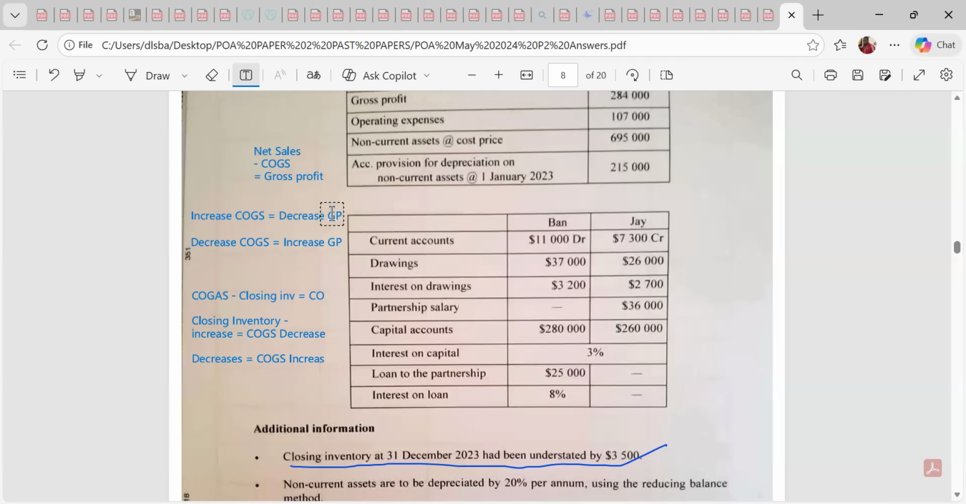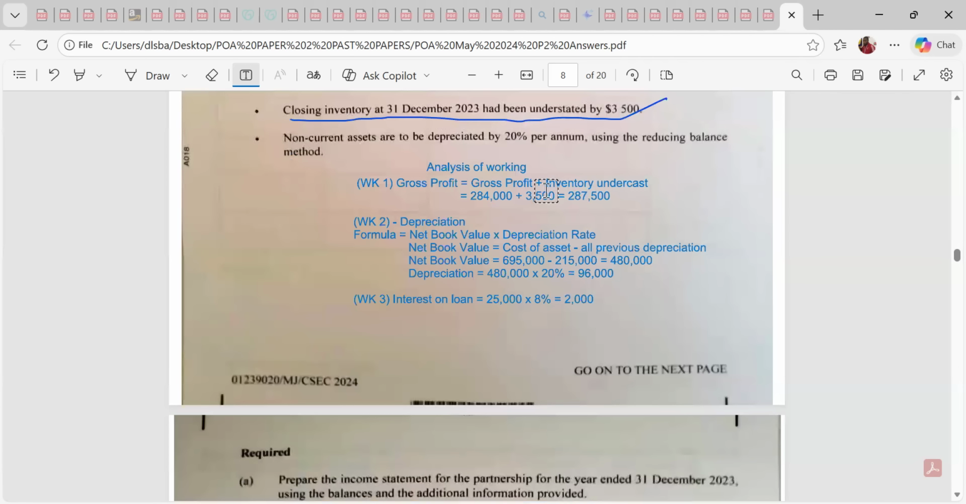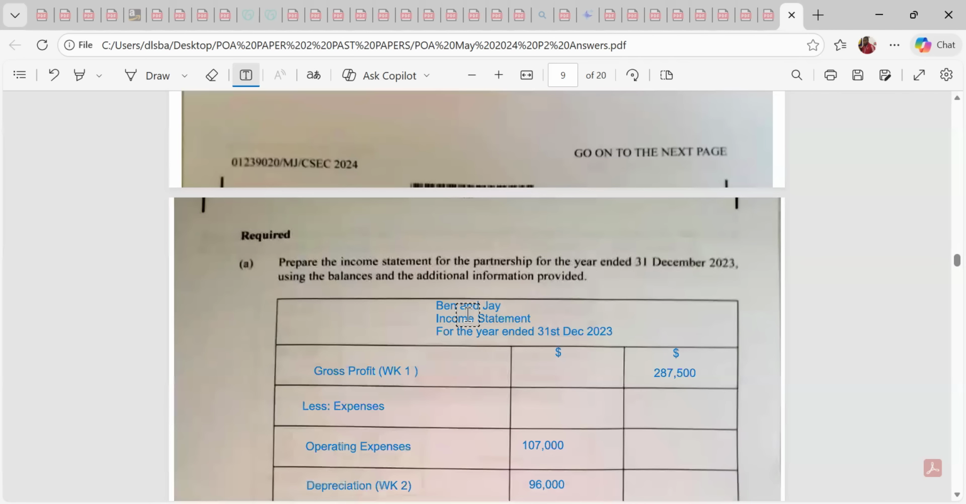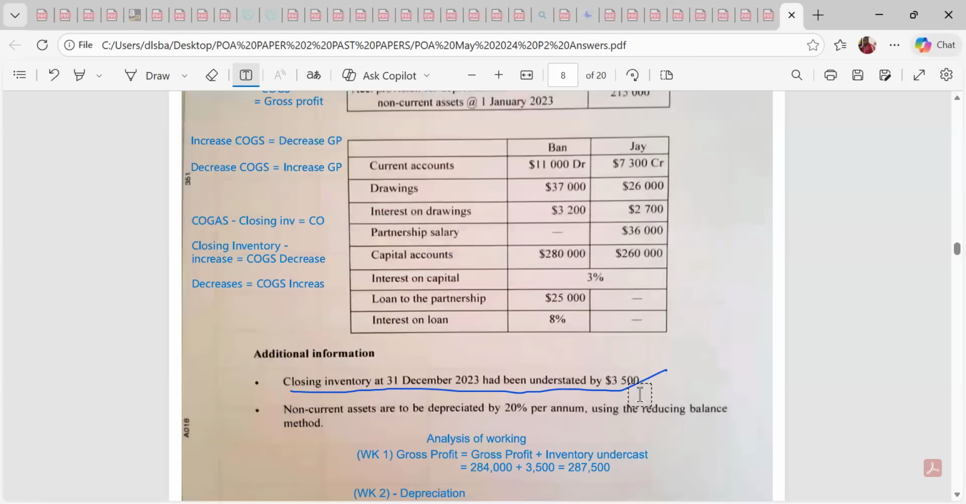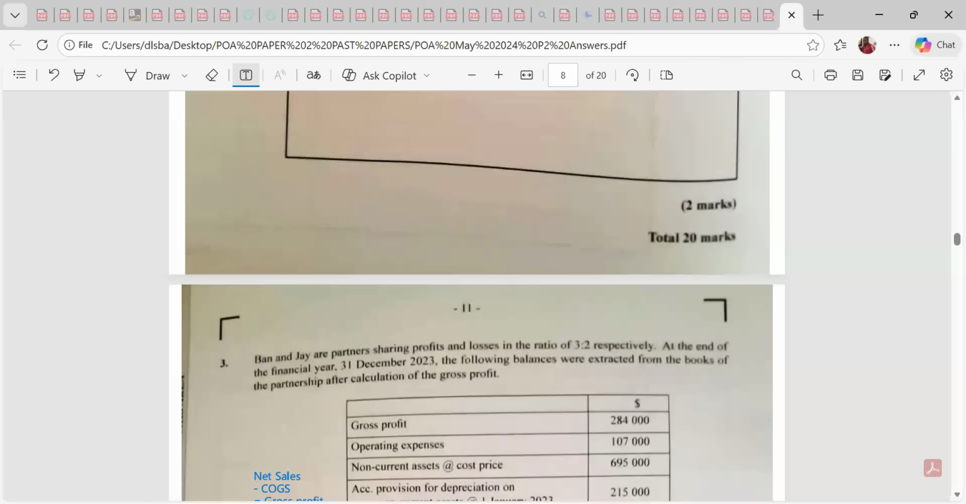So to fix it, we're going to add back that 3,500. I know it was a long ride, but I had to explain it before I just tell you to add back the 3,500. So I added that 3,500, and that gives us our updated gross profit. Now we could add revenue and minus expenses. Although there does not seem to be any revenue, so we could just minus expenses. We have operating expense, 107,000.